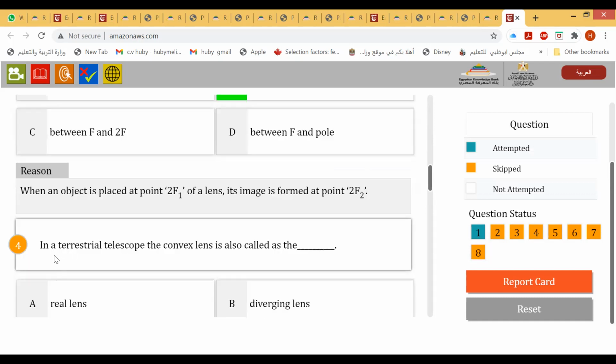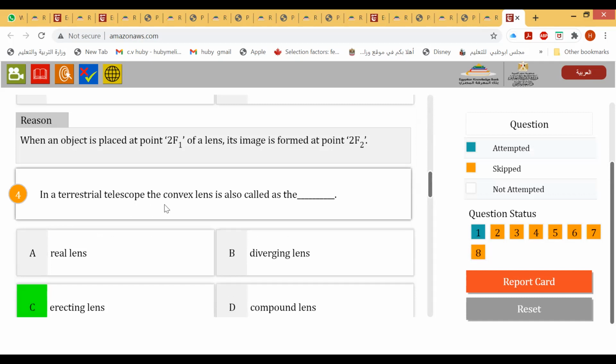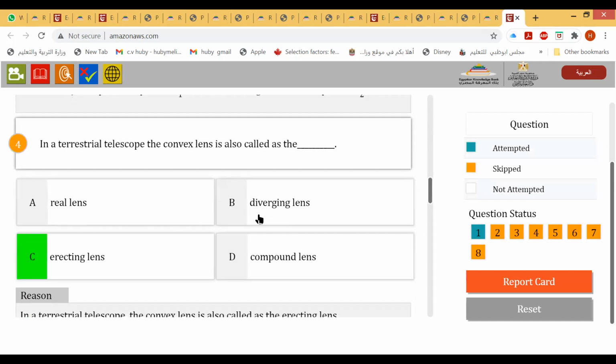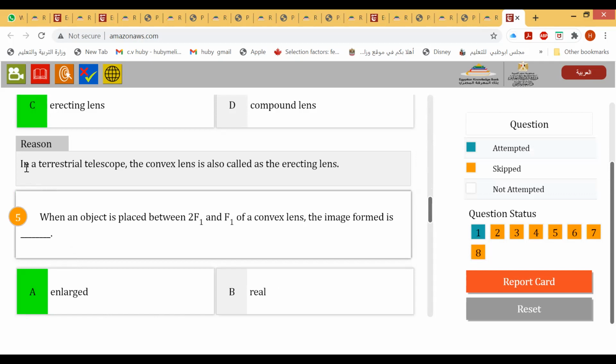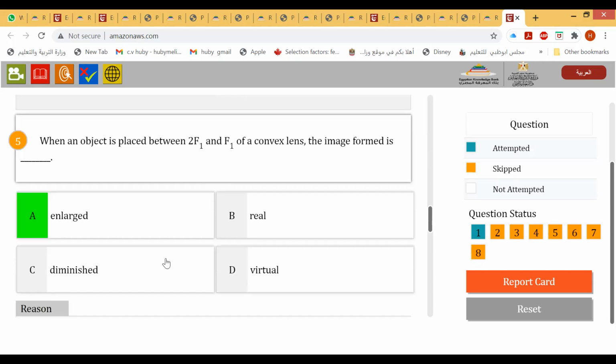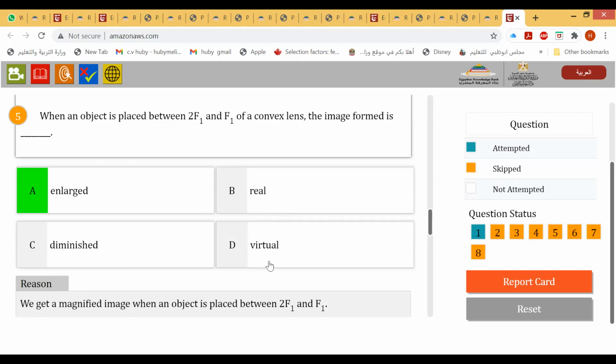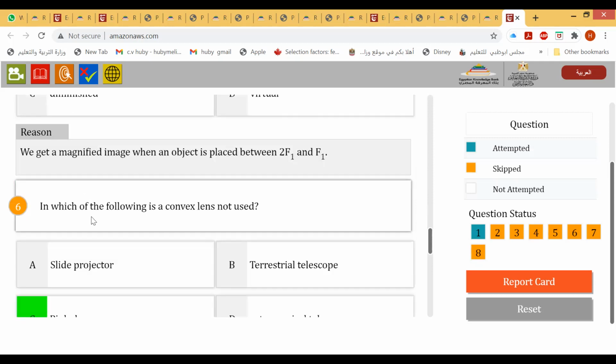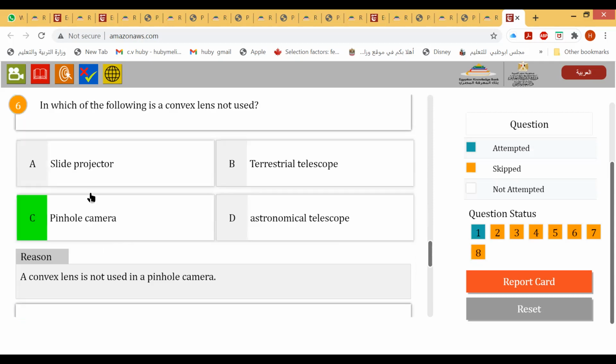Center of curvature. In a terrestrial telescope, the convex lens is also called what? Real lens, diverging, erecting, compound. Erecting lens. In terrestrial telescope, the convex lens is also called erecting lens. When an object is placed between 2F and F of a convex lens, the image is formed enlarged, real, diminished, virtual? Of course, it is enlarged. Which of the following is a convex lens not used in? Slide projector, terrestrial telescope, astronomical telescope, a pinhole camera. Here, pinhole camera.